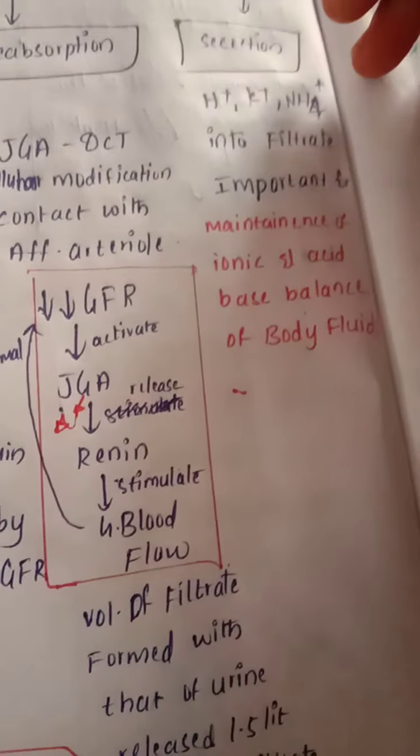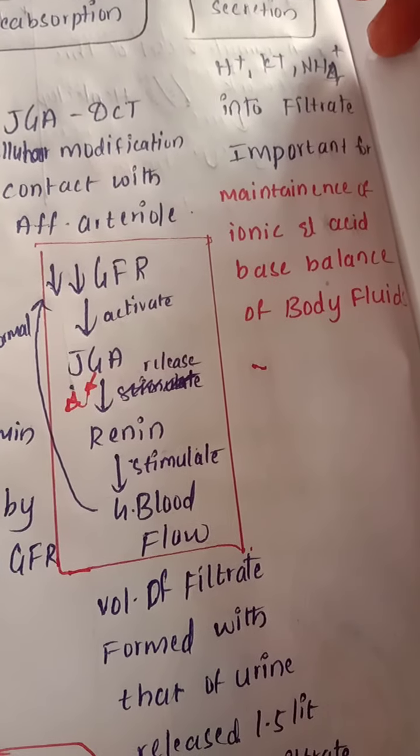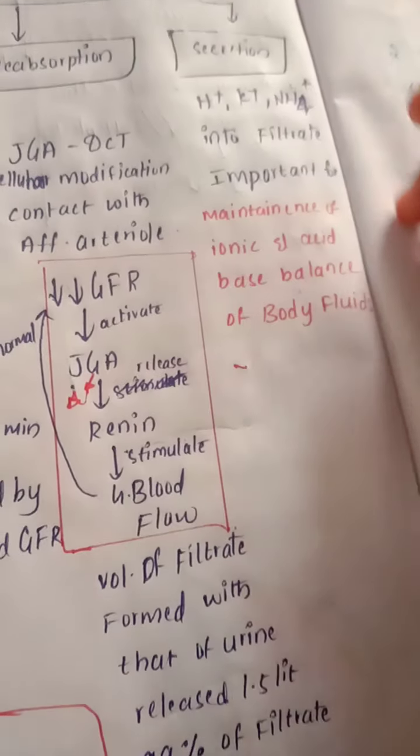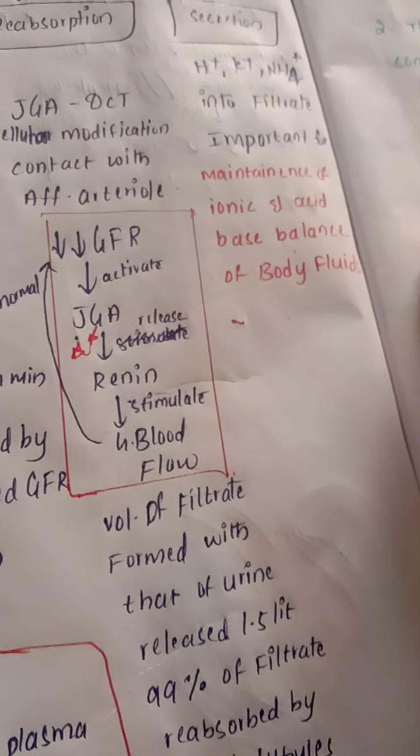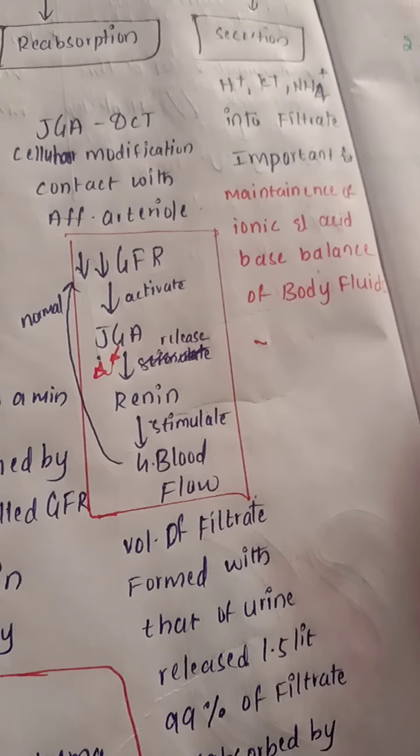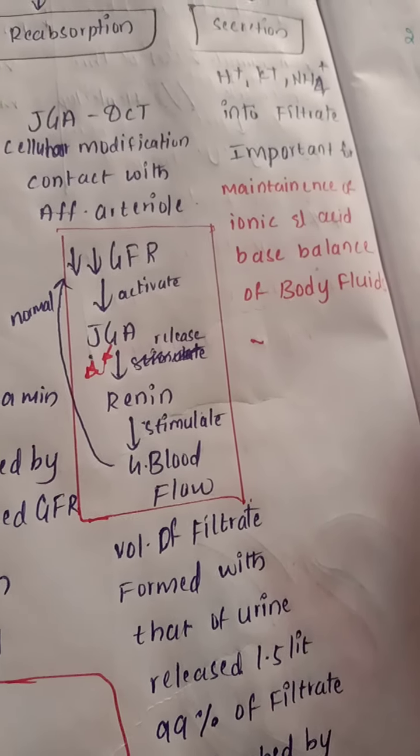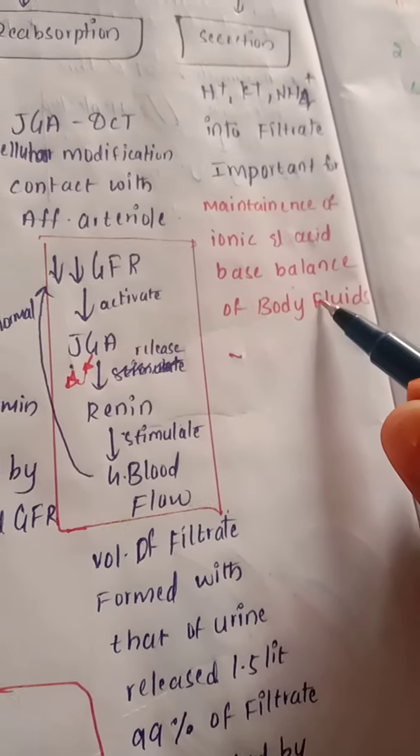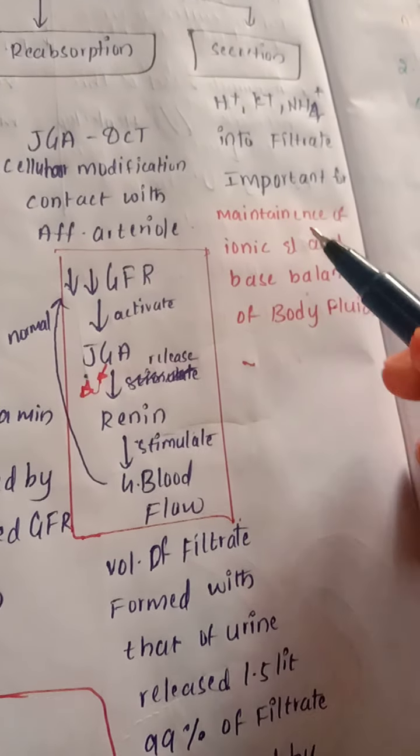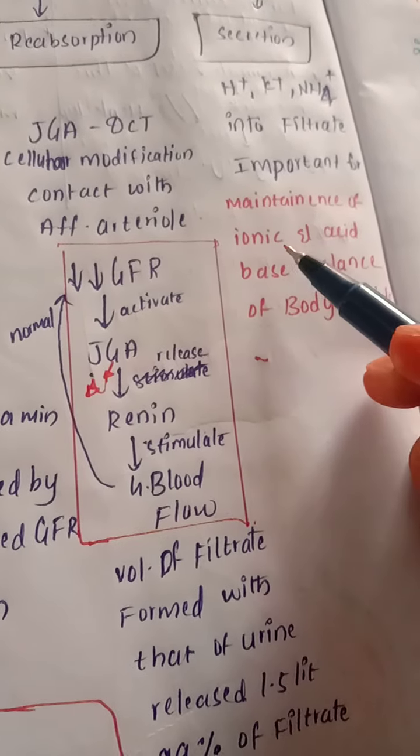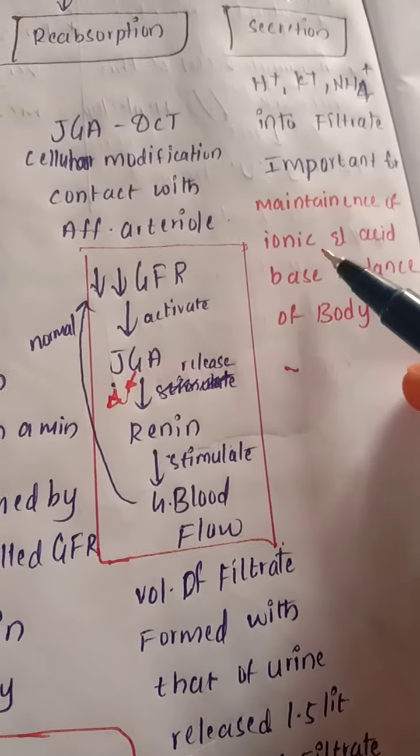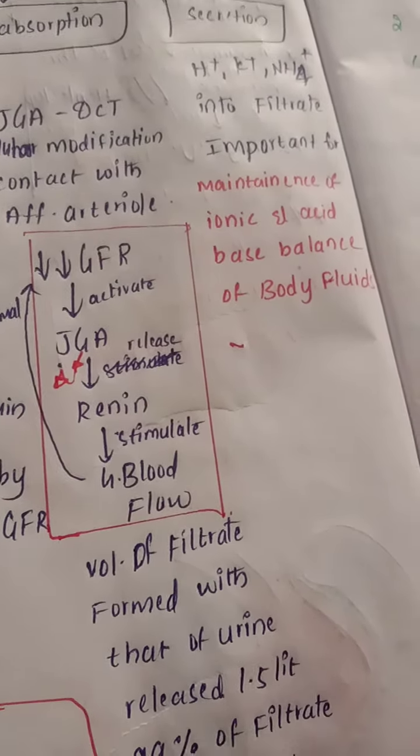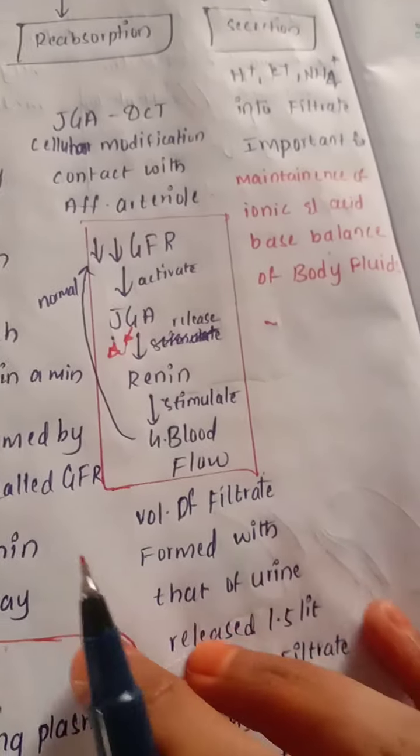Secretion: H plus, K plus, NH4 plus are secreted into the filtrate. Why is it very important for the kidneys? Because it maintains the ionic and acid base balance of the body fluids. So because of this secretion, it is very important for the maintenance of ionic and acid base balance of body fluids. Let us discuss questions regarding this concept one by one.